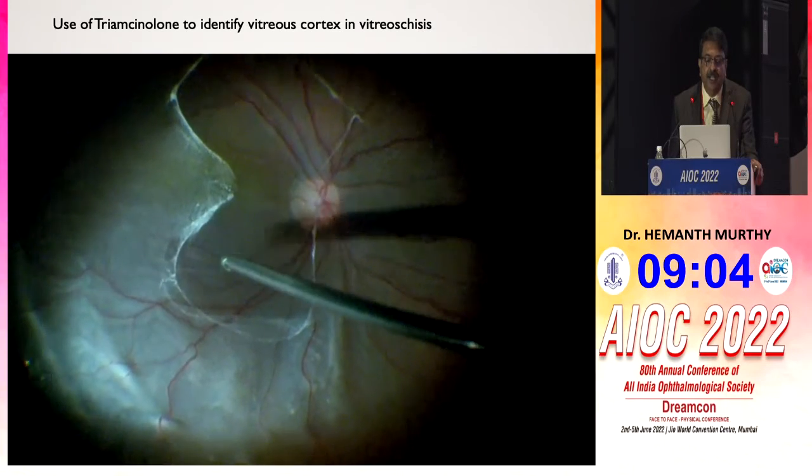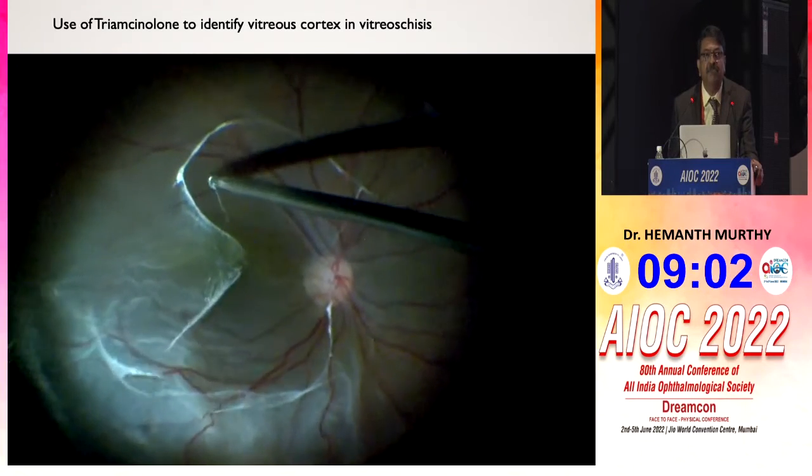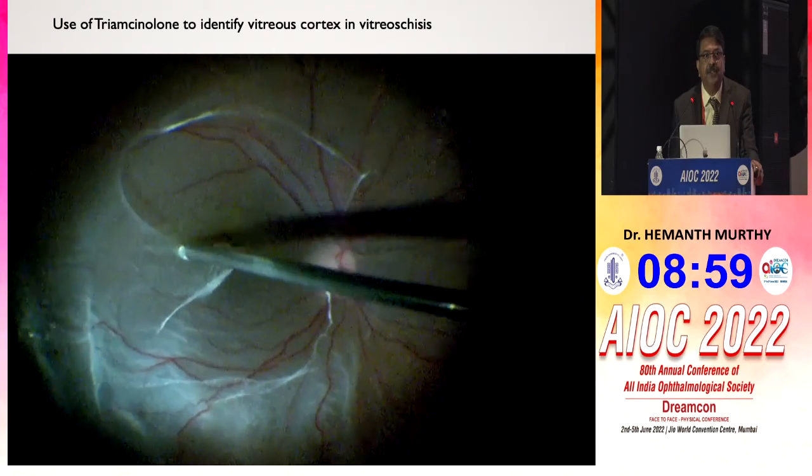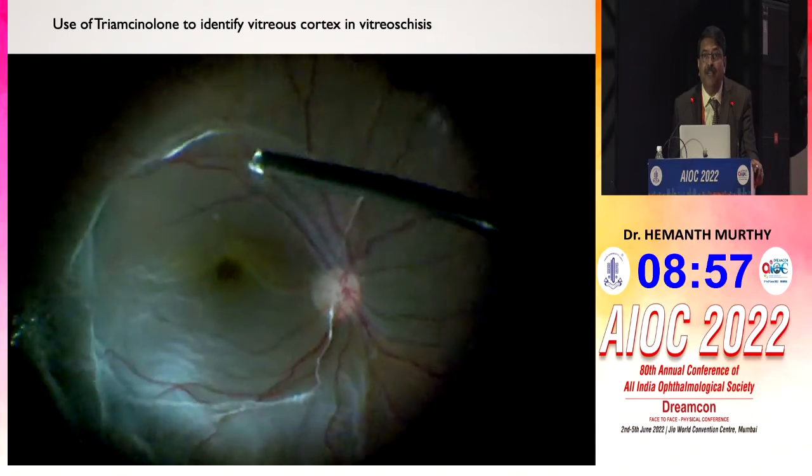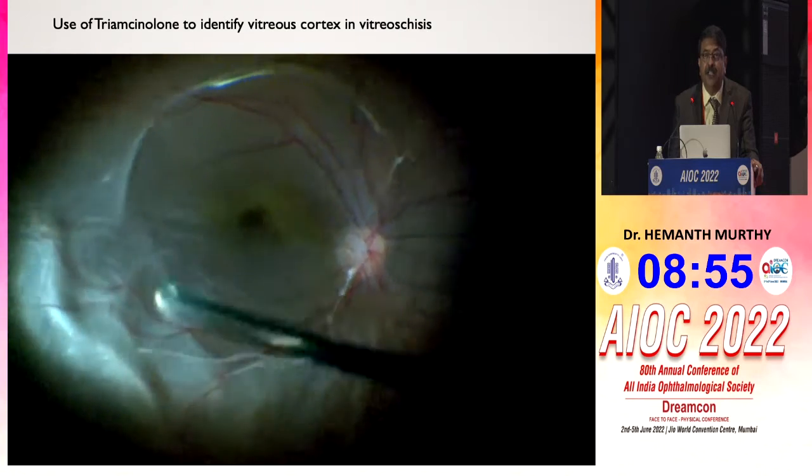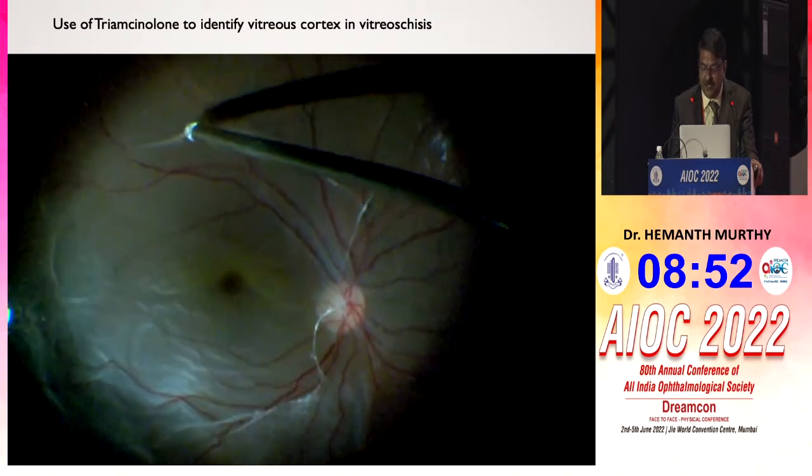You would be surprised that in many of these cases, you see the entire vitreous being there. So it is a very good practice to use triamcinolone in all patients of retinal detachment to try to identify any of the residual vitreous. In this patient, you'd be surprised that most of the vitreous is present.